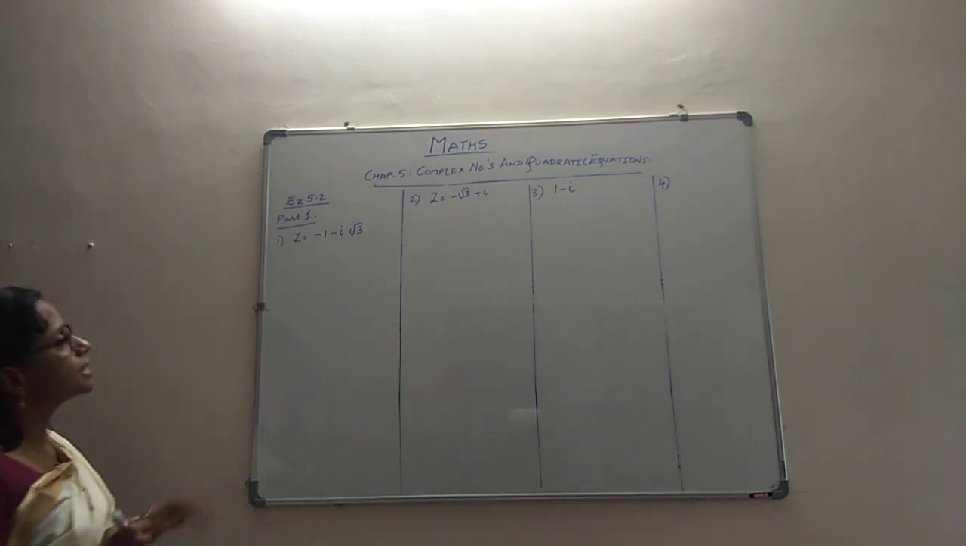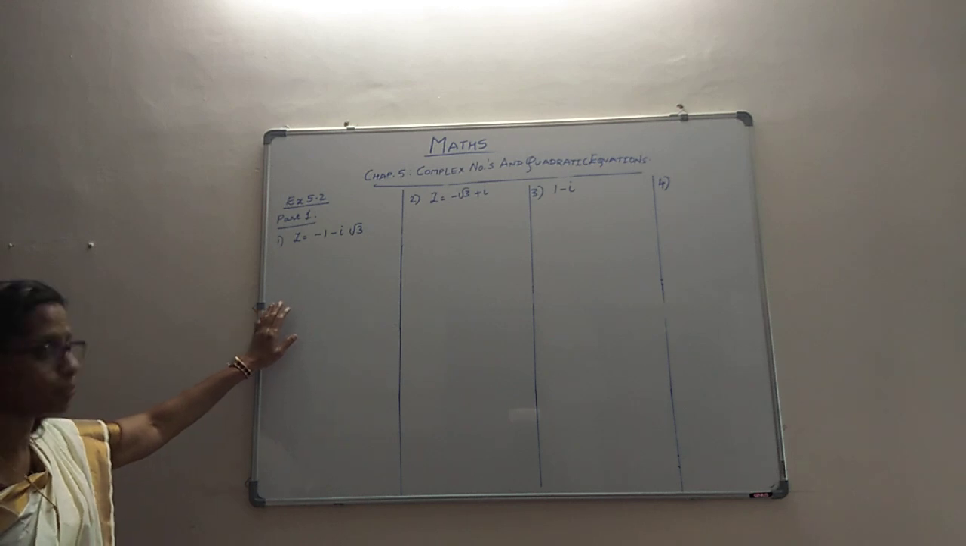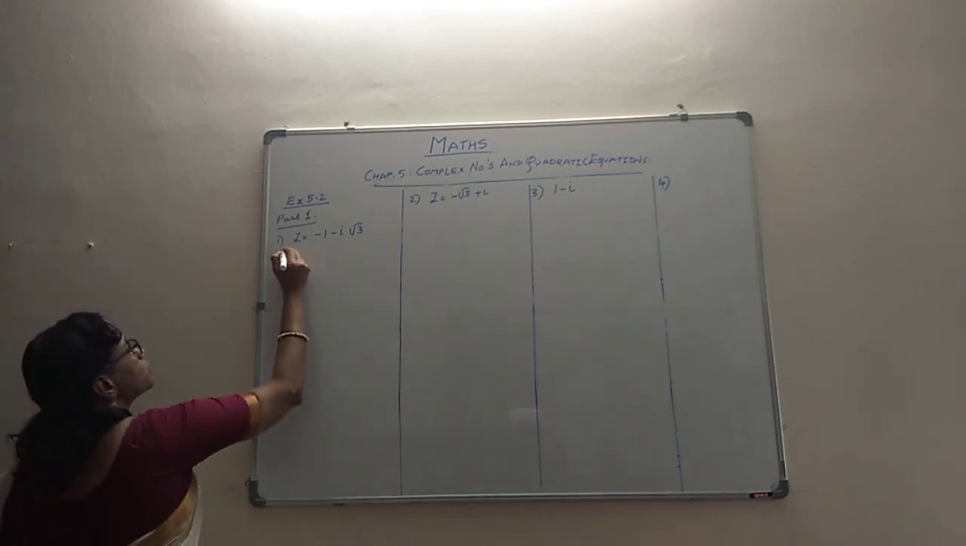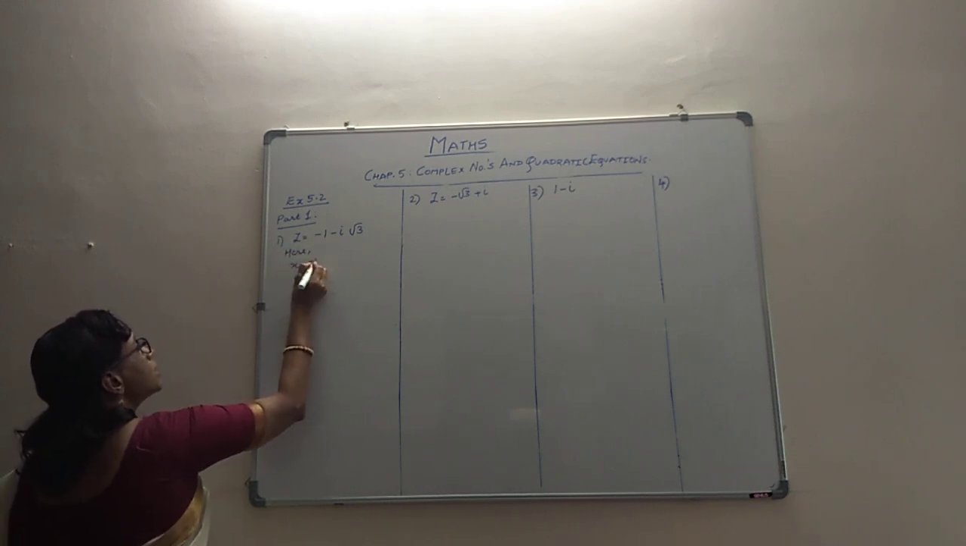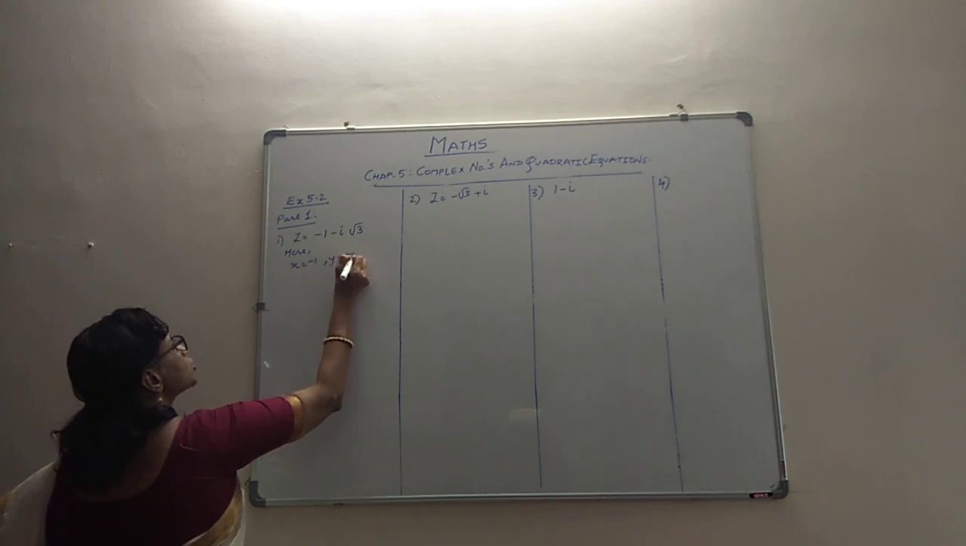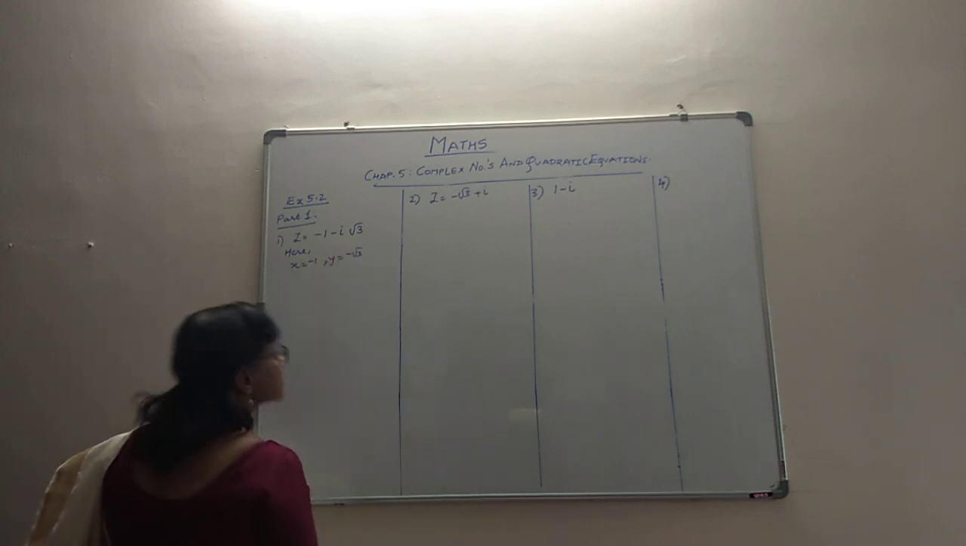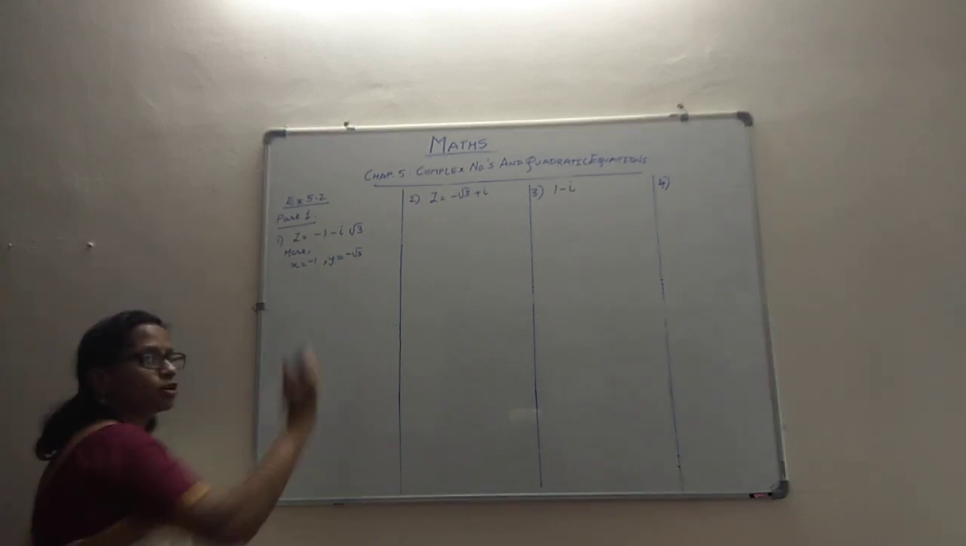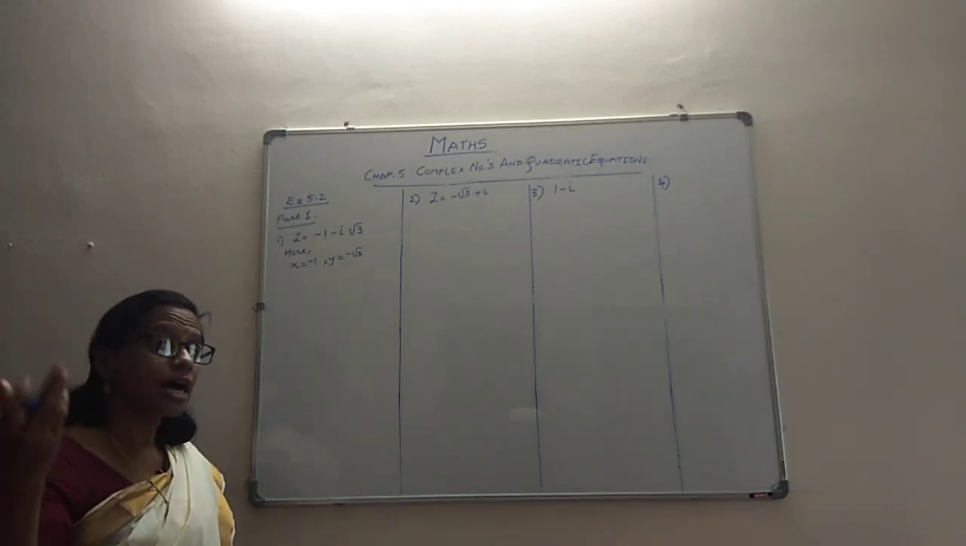We have to find the modulus and the argument. So z is minus 1 minus i root 3. Let's identify what x is here. x is minus 1 and y is minus root 3. How did we get this? The real part is minus 1, the imaginary part is minus root 3. Having got this, R becomes easy.